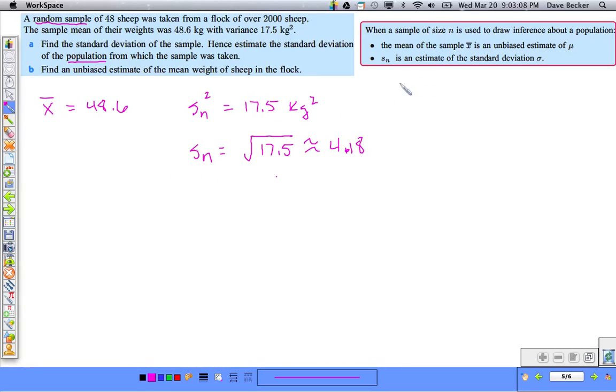Well, by definition, S sub n is an estimate of the standard deviation sigma. So we are allowed to say, oops, that's a horrible sigma. There's a sigma, is approximately equal to 4.18 because we have accepted without proof, that's beyond the scope of this course, that the sample standard deviation is an unbiased estimate of the actual standard deviation of the population. Okay? Find an unbiased sample of the mean weight of the sheep in the flock. Same thing. The mean of the sample, x bar, is an unbiased estimate of mu, the actual mean of the population. So we can say mu is about equal to 48.6.